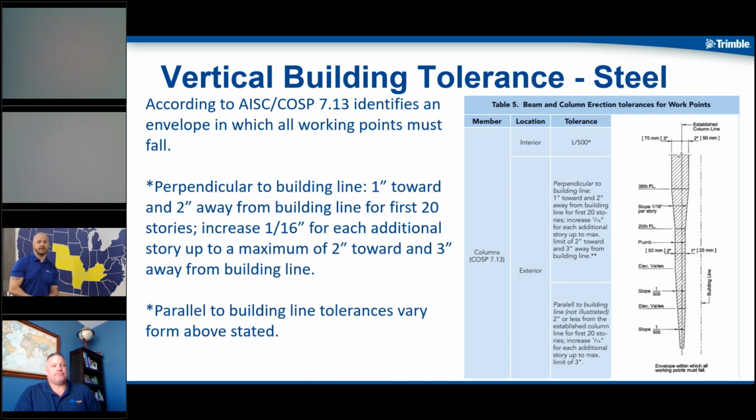AISC, Code of Standards Practice, and I actually pulled it out here, 7.13. This is the vertical building tolerance for structural steel. Again, this is pulled directly from the AISC standards, and it allows for, at maximum, up to 2 inches toward or 3 inches away from the building line, meaning that the building can lean towards or away from that building line by that amount. Whether it's perpendicular or parallel, there are different tolerances there. So just keep in mind that the building floor can rack, which is what we've always called it within the construction industry, racking from side to side.